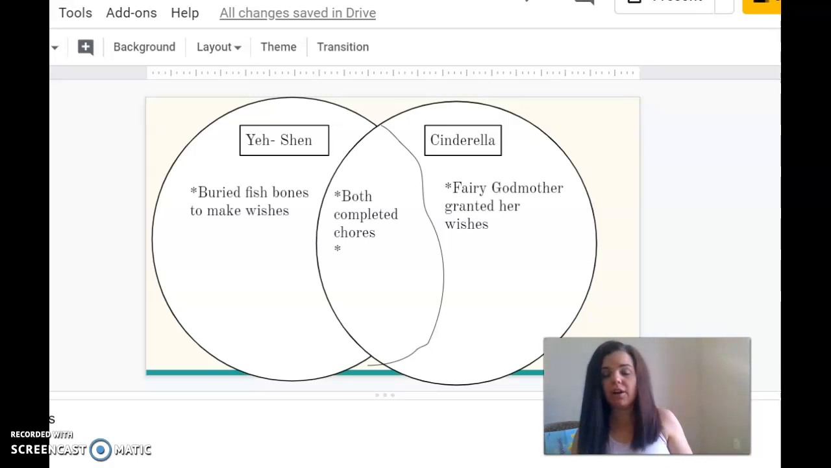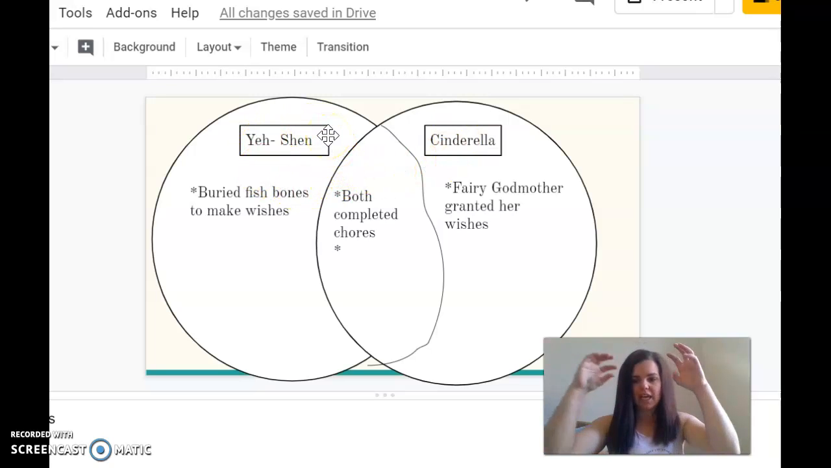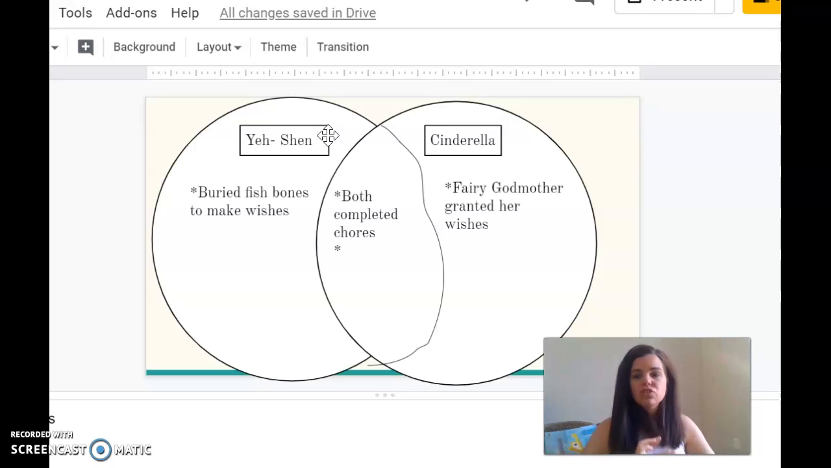So today we're comparing and contrasting the two stories that have a lot of similarities and several differences as well. So I put Yeh-Shen at the top of one and Cinderella at the top of the other with a box around it. So I can tell those are my headings, those are the titles of the stories.